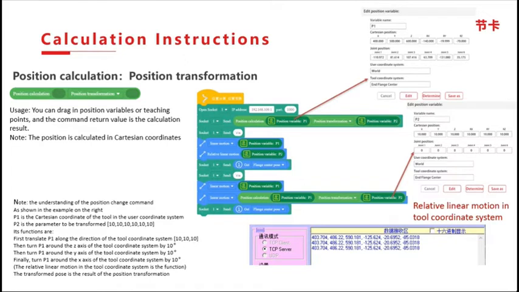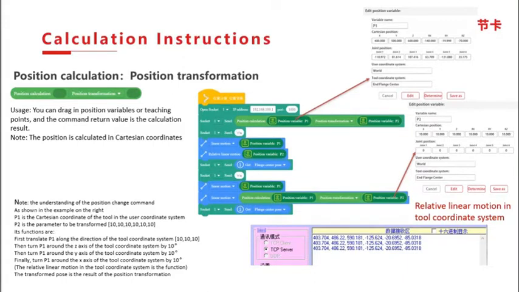P1 is the Cartesian coordinate of the tool in the user coordinate system. P2 is the 6 parameters to be transformed. Its function is to first translate P1 along the tool coordinate system direction x, y, z by 10 millimeters. Then rotate P1 around the z-axis of the tool coordinate system by 10 degrees. Then rotate P1 around the y-axis of the tool coordinate system by 10 degrees.